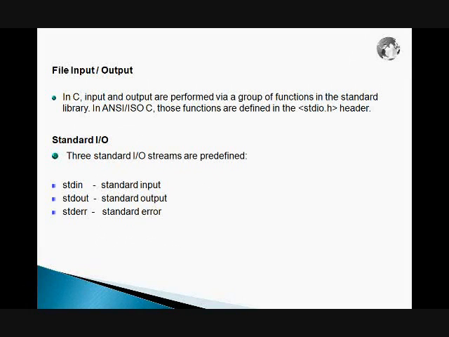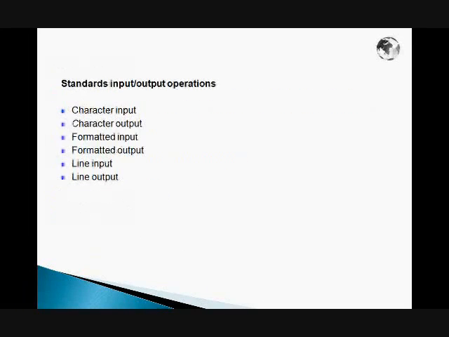Standard input-output operations. Character input. The simplest input mechanism is to read one character at a time from the standard input, normally the keyboard, with getchar. Character output. The fundamental output mechanism in C is putchar, which puts the character on the standard output device, which by default is the screen.